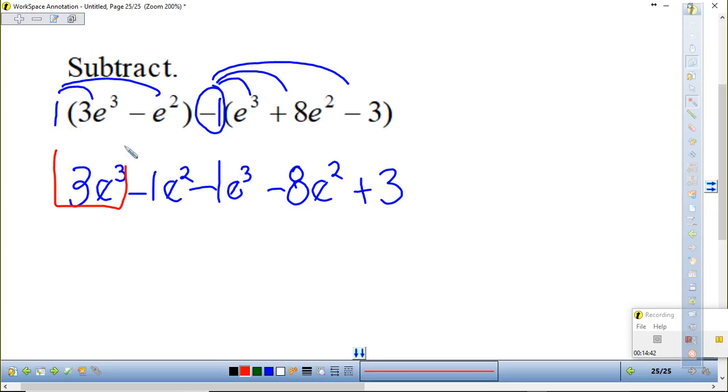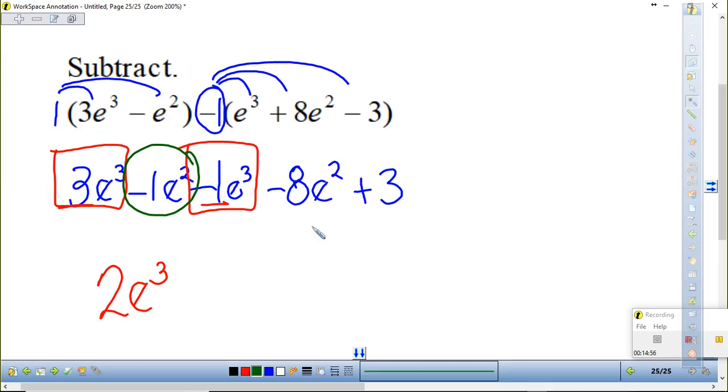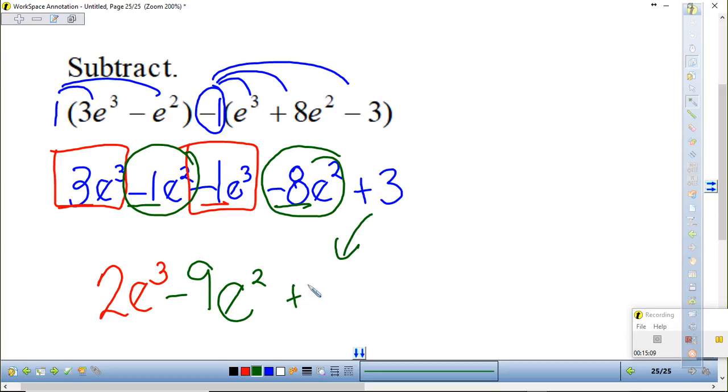Is there another e cubed? Yes, right here. All right, so I write e cubed. So what is 3 minus 1? 2. Okay. Next, is there another e squared? Yes, right here. So I write e squared. What is negative 1 and negative 8? Negative 9. And then at the end, we just bring down the plus 3.